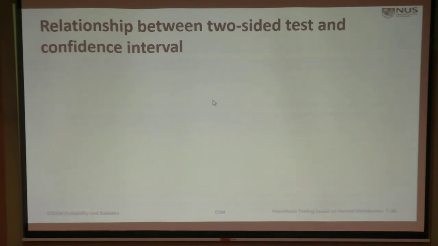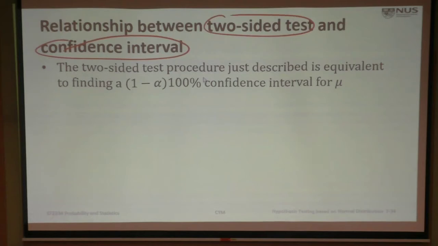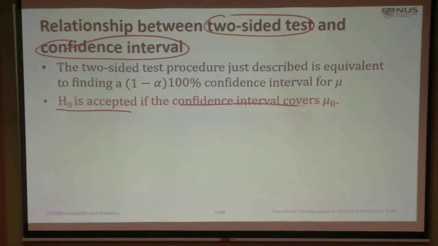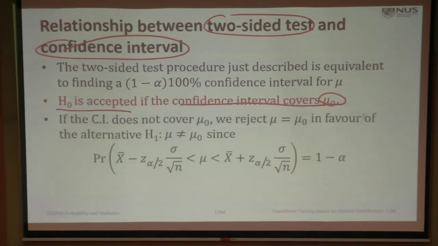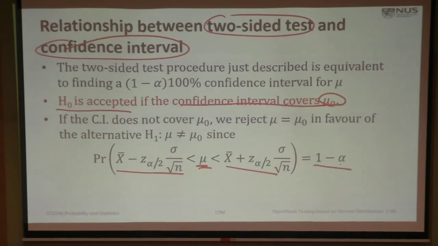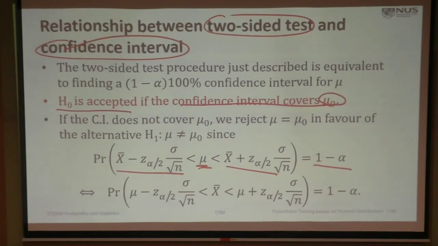In fact, for a two-side test and a confidence interval, they are equivalent. All right, you can see that H0 is accepted if the confidence interval covers mu naught. So that's the equivalent. Now, this is the confidence interval: mu falls between these two with probability 1 minus alpha. Rearrange it, and I have X bar falls within these two numbers, also with probability 1 minus alpha.